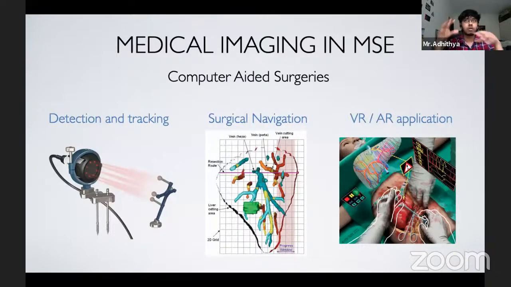So visualization models, like I mentioned before, and navigation tools could be used to avoid these kind of situations where you accidentally resect or accidentally do certain actions which could be avoided. So this plays a really important part in medical visualization and intraoperative surgery when you have visualization models. And another part of computer assisted surgeries is virtual reality and augmented reality applications.